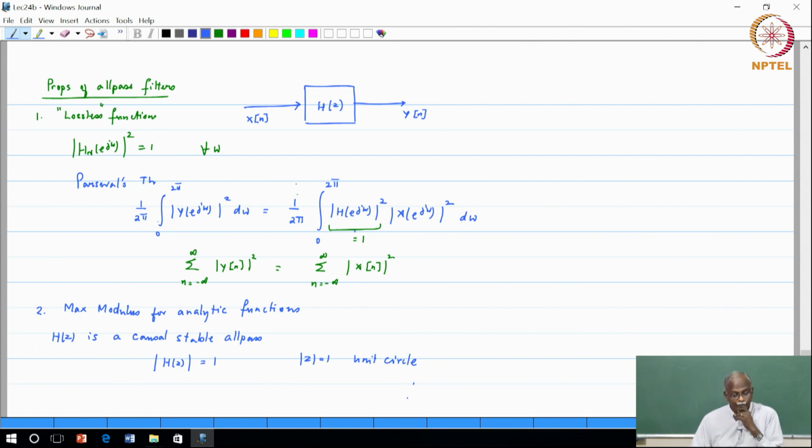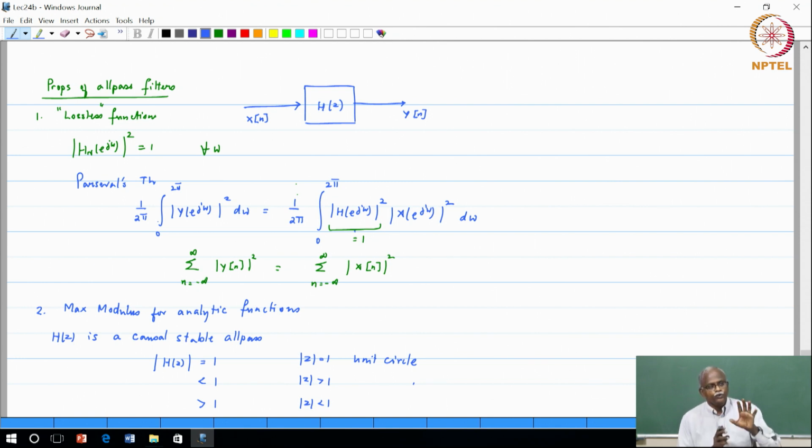Okay. The next part is the non-intuitive part, which requires proof, but I am stating it without proof. Please do look up Vaidyanathan's book. Mod h of z is less than 1 for mod z greater than 1, and greater than 1 for mod z less than 1. That uses the maximum modulus theorem for analytic functions. This is a derived result.